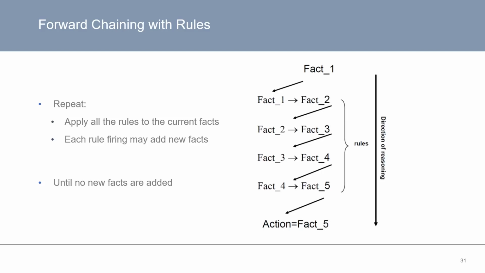Here's a simple illustration. We have a fact 1 here at the top, and we have a set of rules in our knowledge base indicated by the bracket. Fact 1 satisfies our first rule, which creates a new fact, fact 2, that's added to our knowledge base. This new fact then allows our next rule to be triggered, adding fact 3. Fact 3 allows fact 4 to be triggered. Fact 4 allows fact 5 to be triggered, and perhaps fact 5 is our goal, or some kind of decision or action that's going to now take place.